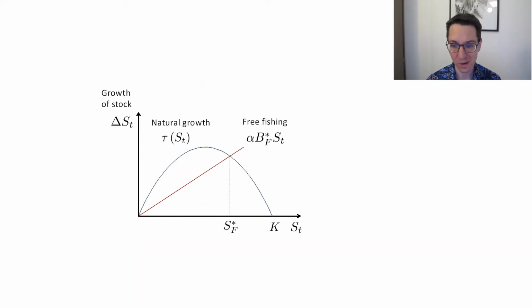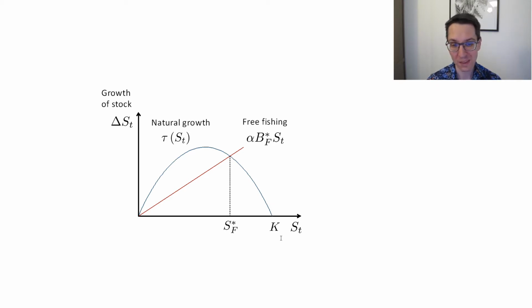Now let's go back to our important graph at the beginning. So this was the growth of the stock as a function of the stock of fish. And what did we know? Well, we knew that the natural growth was tau of S_t, described by this parabola function. So if you have zero stock, then you don't grow. If you are at the natural carrying capacity of the ecosystem K, you don't grow either.